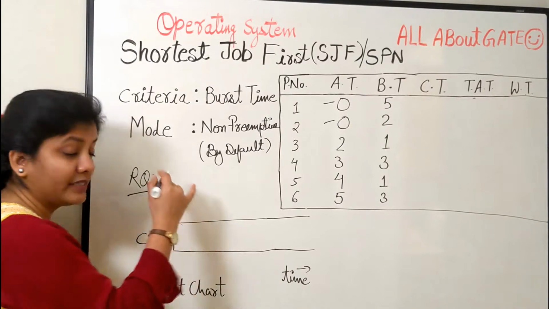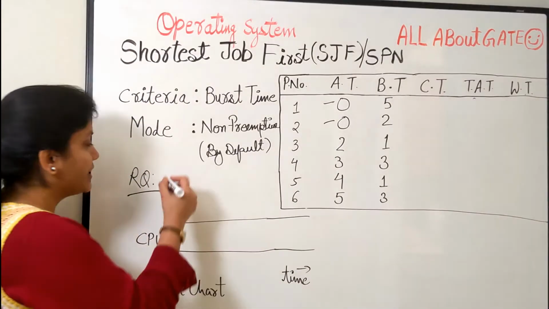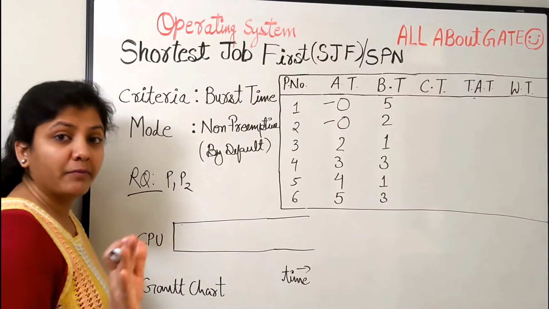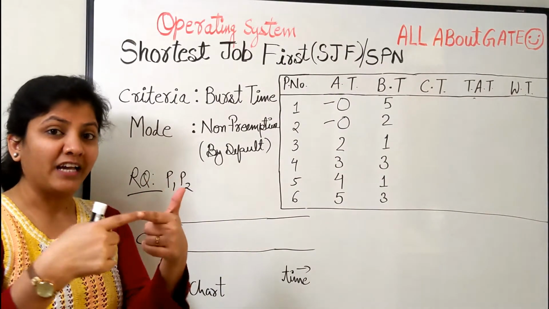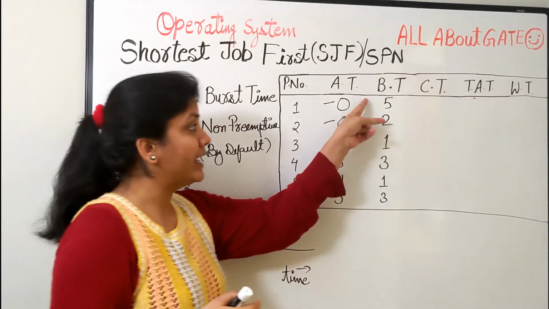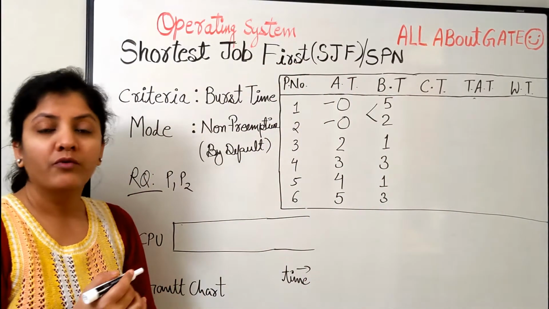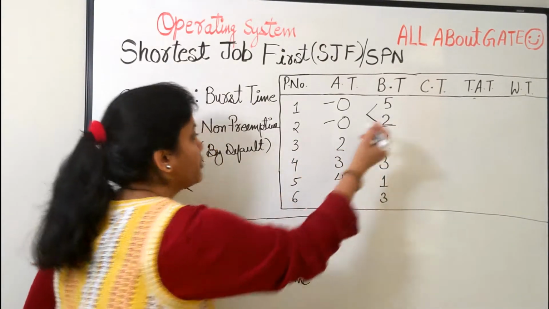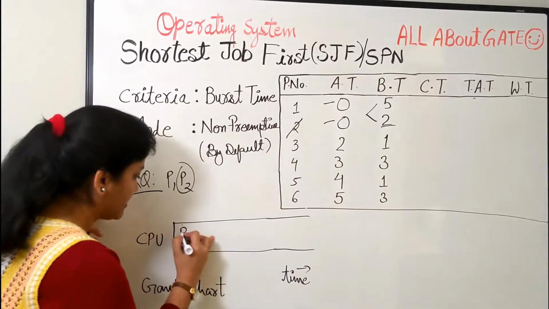While learning, you might make a small ready queue status so that you don't get confused. You can write that P1 and P2 are available. Because we have more than one process at the same time, we have to look at the criteria, which is burst time. We look at 5 and 2; whichever is smaller gets the chance. Which is smaller? Number 2. So P2 gets the chance.